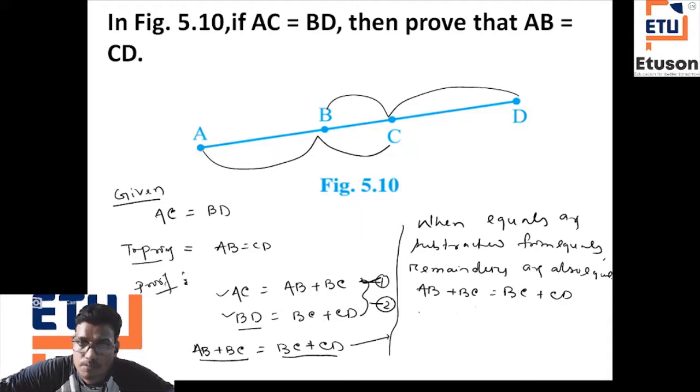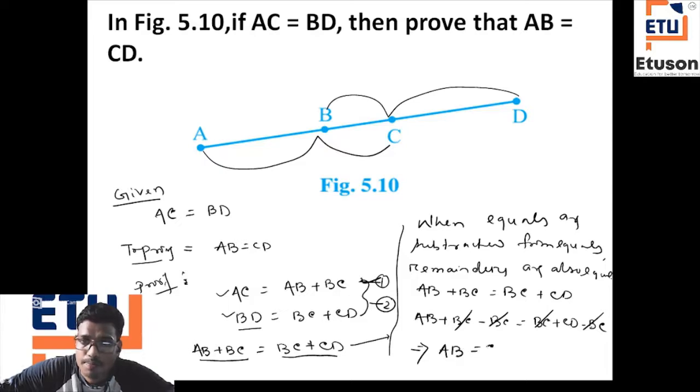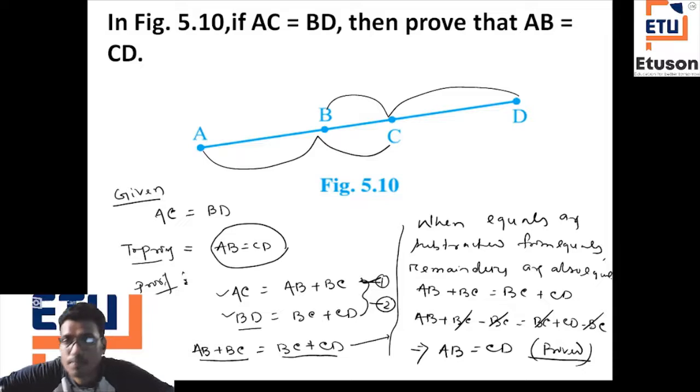So what will I do? I will subtract BC from these two. AB plus BC minus BC is equal to BC plus CD minus BC, right? So minus BC plus BC will get cancelled, and this implies मुझे मिल रहा है ना, AB is equal to CD. Look at the two proofs also. You got the answer? So just write down the proof. Clear? ये स्टेटमेंट लिखने के बाद ये वाला पार्ट को लिखो.